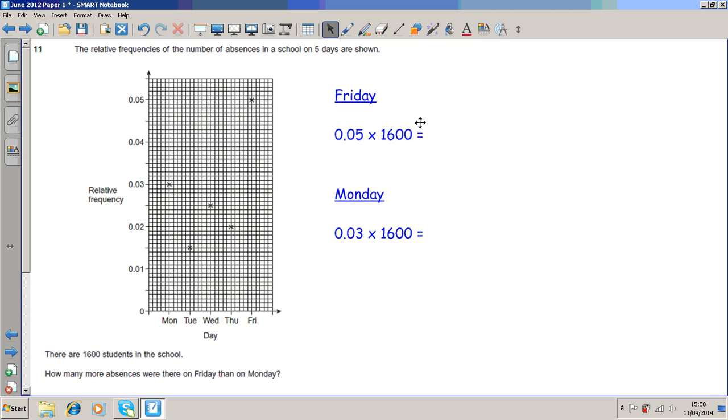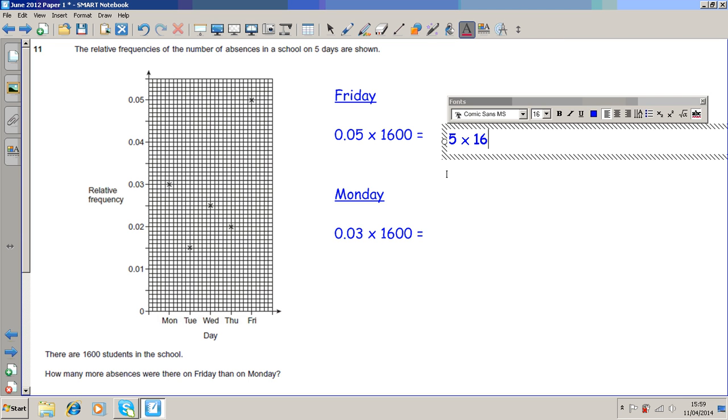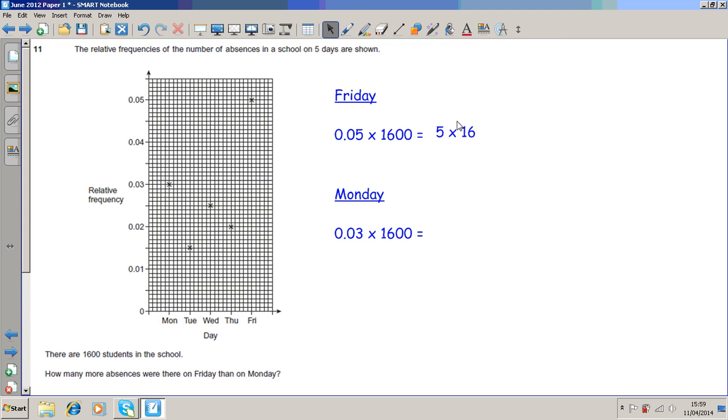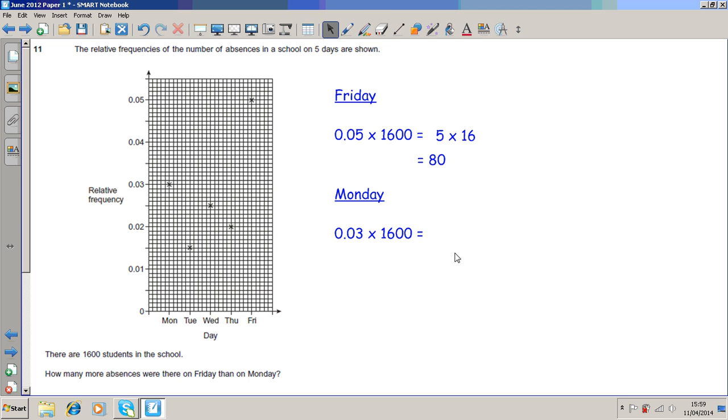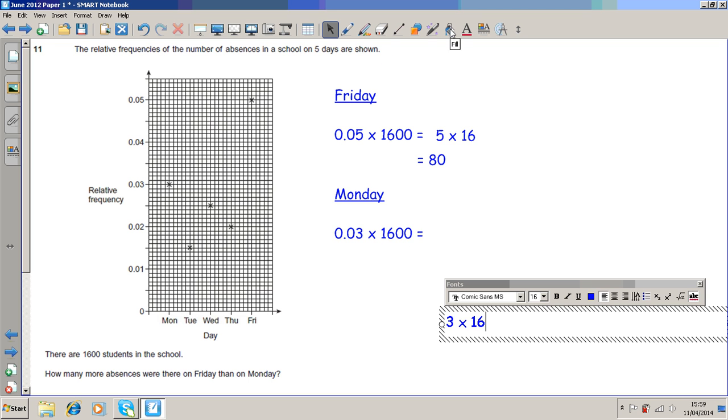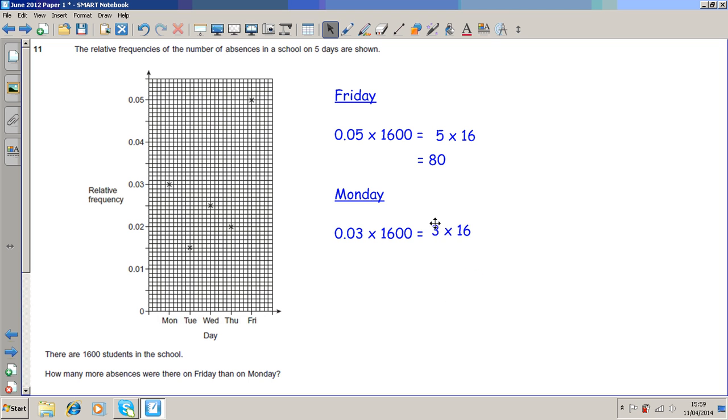Now the tricky bit is actually working them out. So I would say that 0.05 times 100 is 5, so that is the same as 5 times 16. We can times this by 100 and divide this by 100, as long as we do the same to both. Which means the people who are absent that day is going to be 80 kids. Same thing on this one. That is the same as 3 times 16. Times the first one by 100, divide the second one by 100. So that's 48.